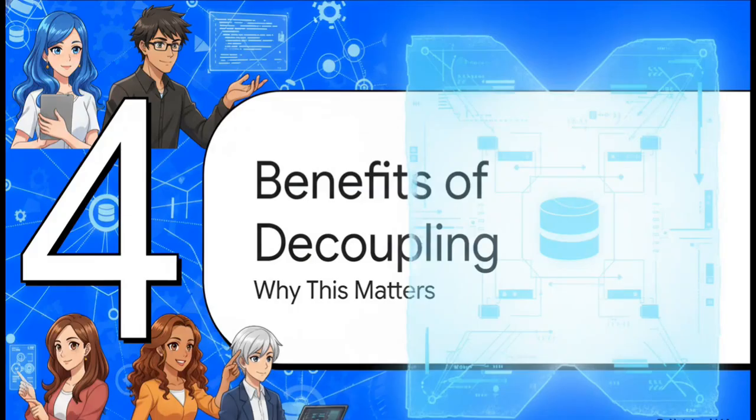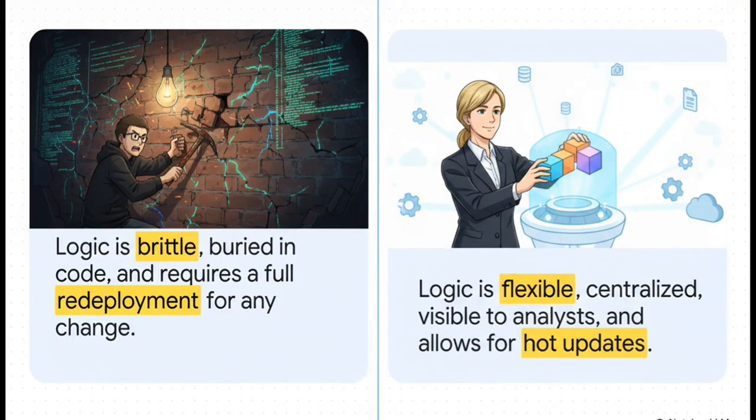So we've seen the what, and we've seen the how, but let's bring this all home and talk about the why. Why is this approach so much better? Why does this really matter? I mean, the contrast here could not be more clear. It's night and day. On one side, you've got hard coding, which gives you this brittle logic that's buried deep in the code and needs a full, painful redeployment for any change. And on the other side, lookups give you a flexible, centralized system that's totally visible to business users and, get this, allows you to update mappings on the fly, often without any downtime at all.